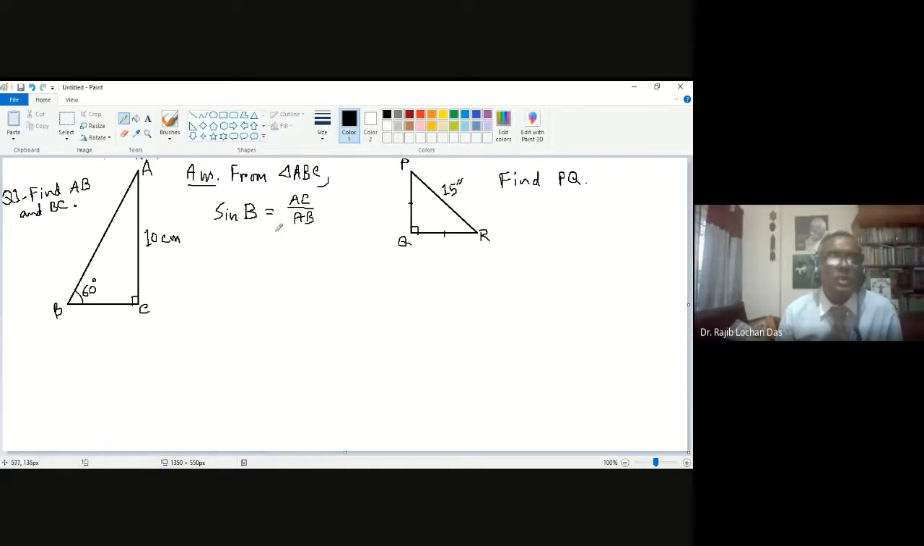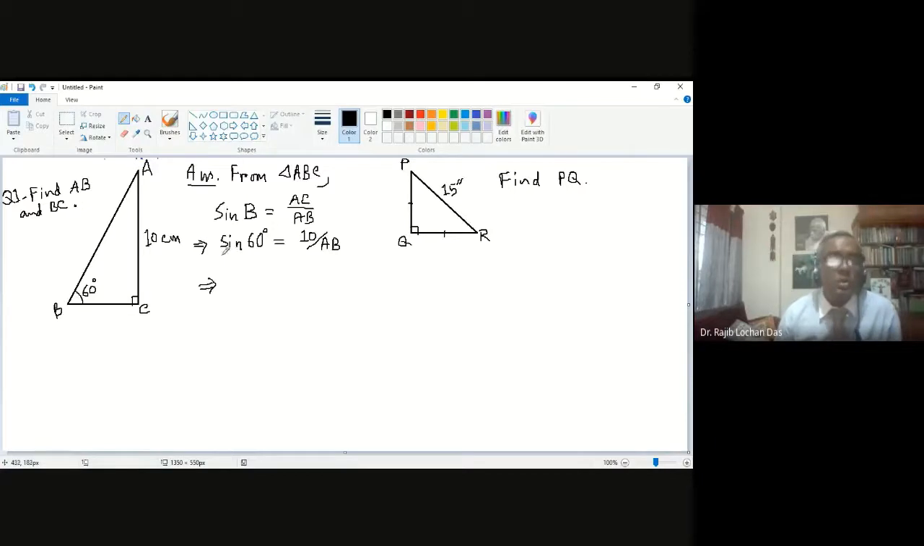Now you go to the next line. Sine B means sine 60 degree because angle B is given as 60 degree, and AC is given as 10, and AB you do not know. So this is the next line. Now you put the value for sine 60 degree. What is the value of sine 60 degree? You can use your calculator and you can find it out.